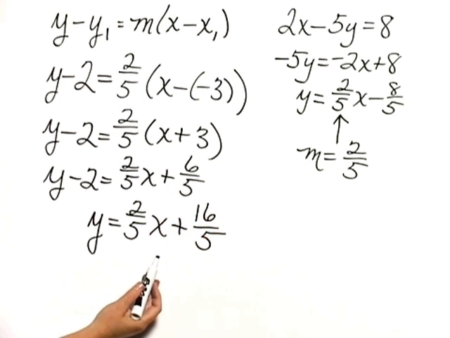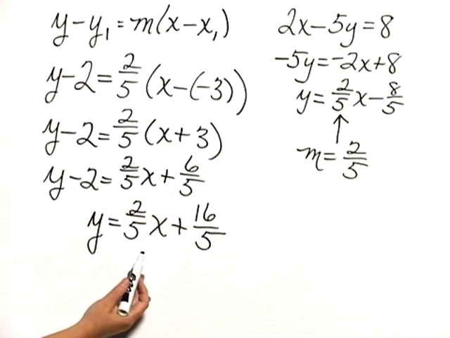So the equation of the line containing (-3, 2), parallel to the line 2x - 5y = 8, is y = 2/5 x + 16/5.